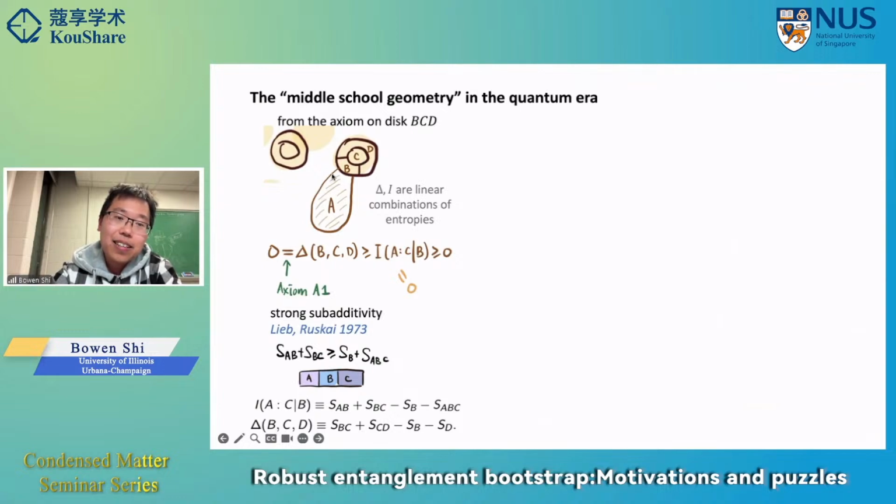Then the axiom A1 says that the combination, which I call delta, will be zero. By strong subadditivity, this very famous condition on any tripartite state, S_AB plus S_BC is greater than or equal to S_B plus S_ABC. This powerful condition tells you that delta gives an upper bound on I, and therefore the conditional mutual information must be 0. So the axiom A1 in fact tells you that there are a lot of quantum Markov states in the ground state. Of course it depends on the partition, but there is a large class of such partitions you can draw.